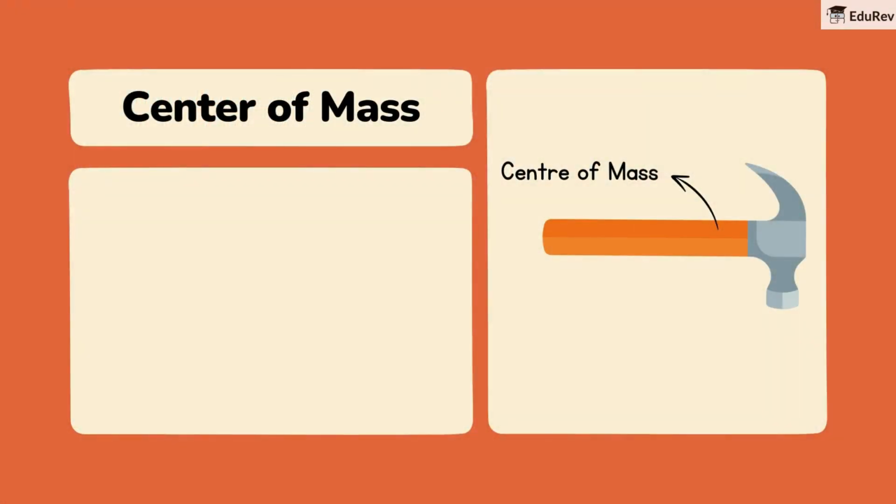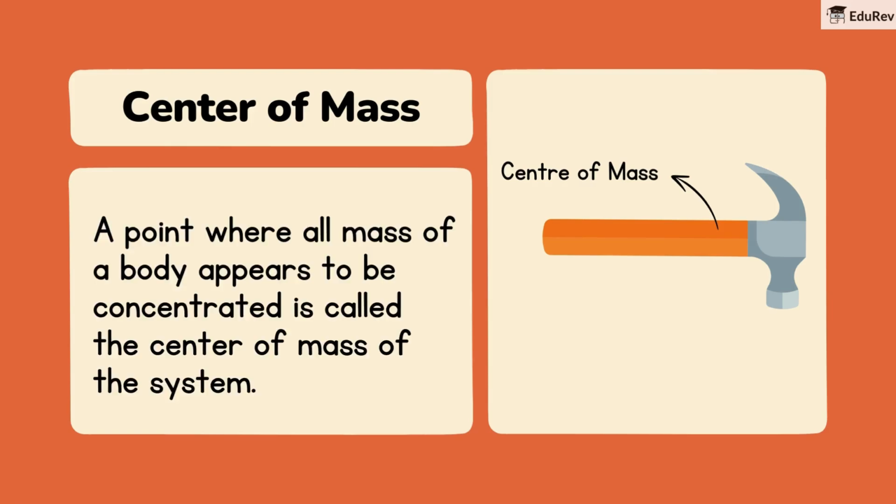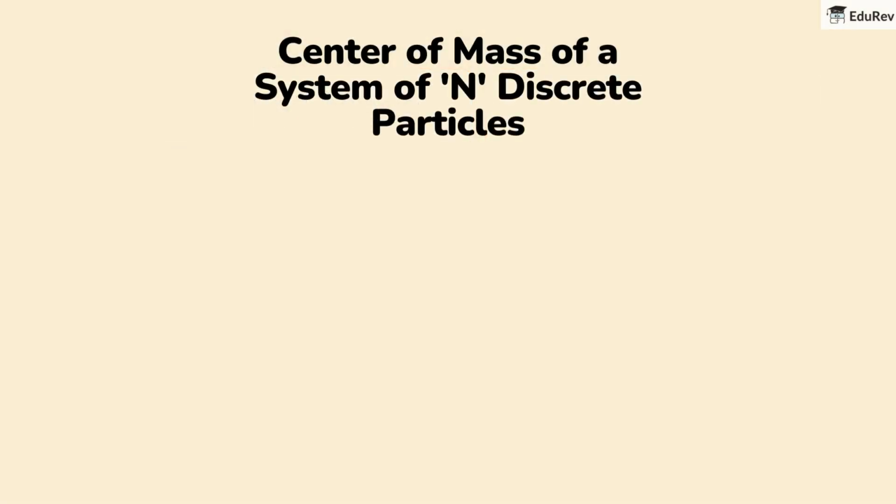Now that we understand the basic concept of the center of mass, let's explore its mathematical definition and how it applies to different systems. A point where all mass of a body appears to be concentrated is called the center of mass of the system. Now, let's see how to calculate the center of mass for a system of discrete particles.